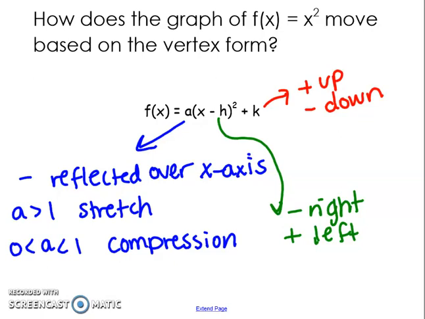Okay, so the a value, the number itself, is telling us if it's stretched or compressed. If it's a negative, it's reflected over the x-axis. The h, if it's a minus, it's going to move to the right. If it's a plus, it's going to move to the left. The k, if it's a plus, it's going to move up. And if it's a minus, it's going to move down.